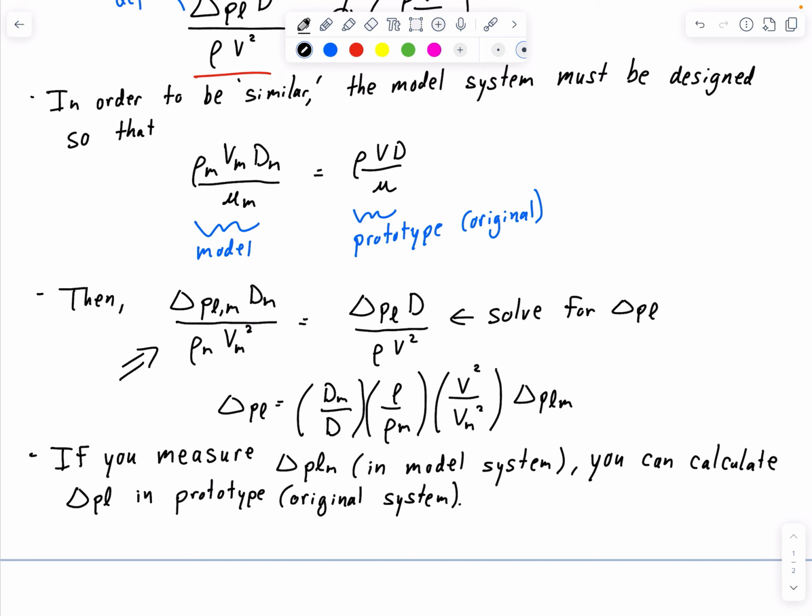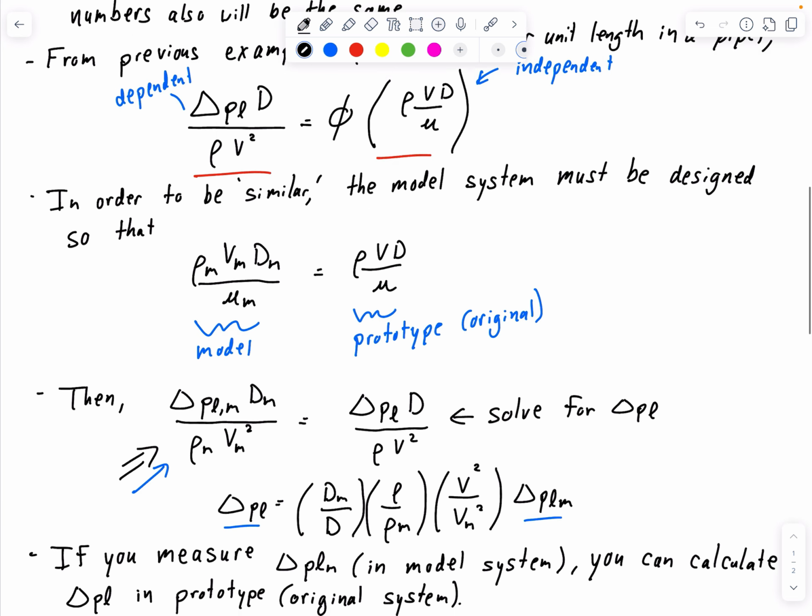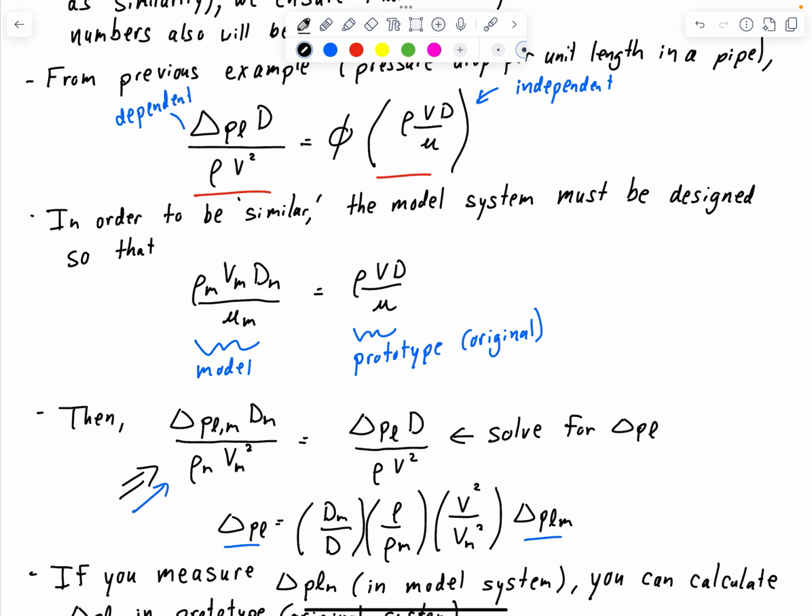You can go do experiments with your model system here, which is smaller perhaps and easier to do. You find your results, you measure things like delta p sub L m, this guy right here, and then you can go back to this equation and plug things in, and you can find a result for your original system or your prototype. Now, one other note here is that in this example, we only had one independent variable, right? Which we use to find the dependent variable.